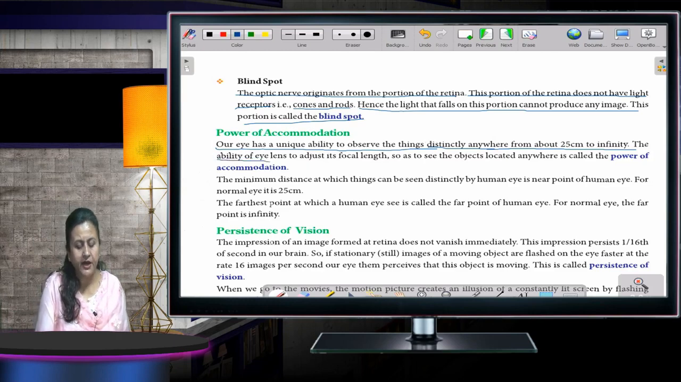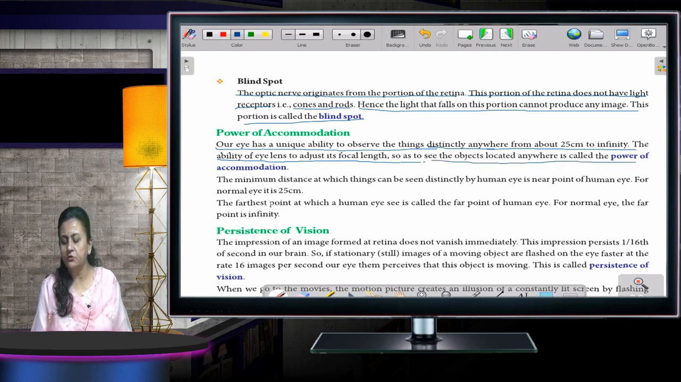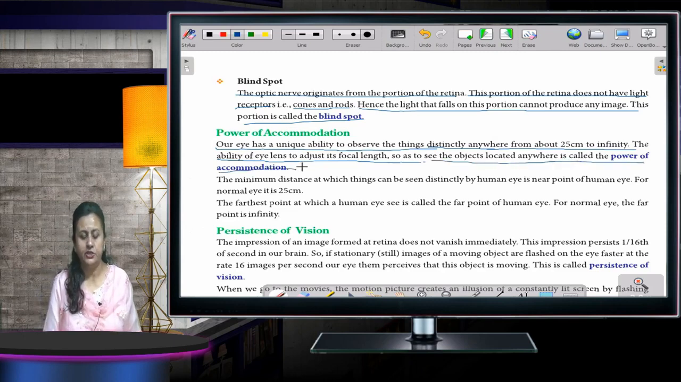The ability of the eye lens to adjust its focal length so that we can see objects located anywhere is called the power of accommodation. The minimum distance at which things can be seen distinctly by a human eye is the near point of the human eye. For a normal eye, it is 25 centimeters.